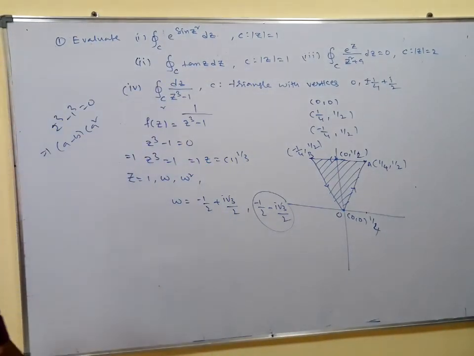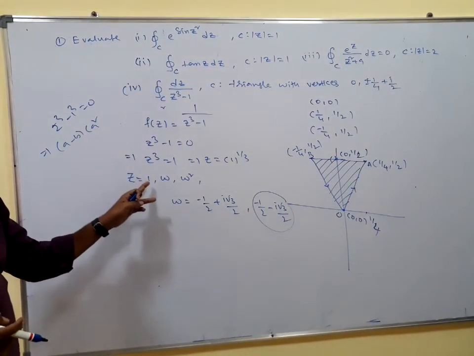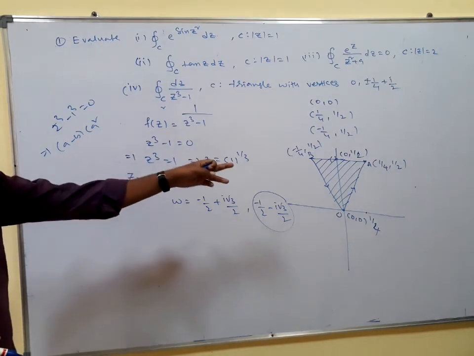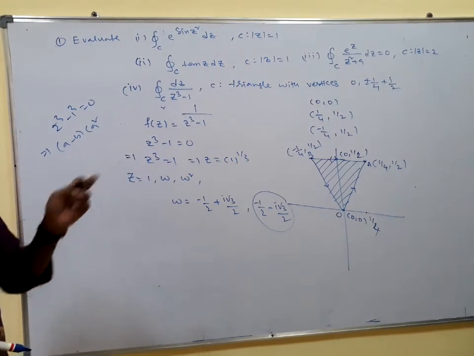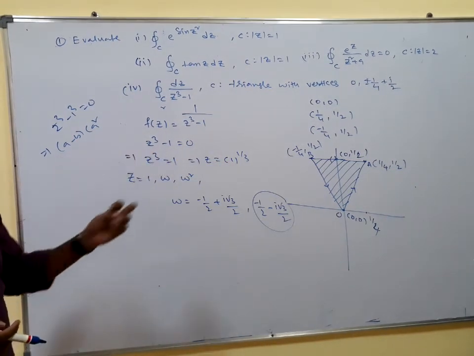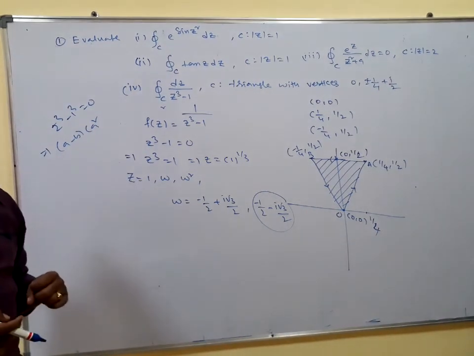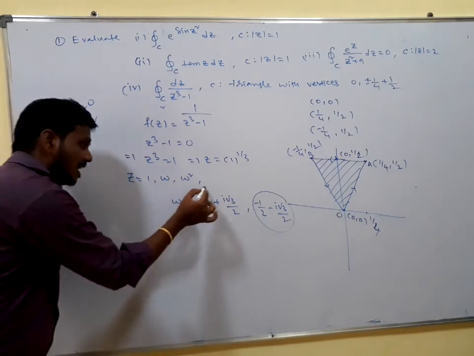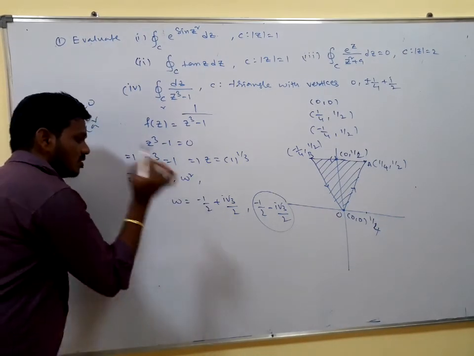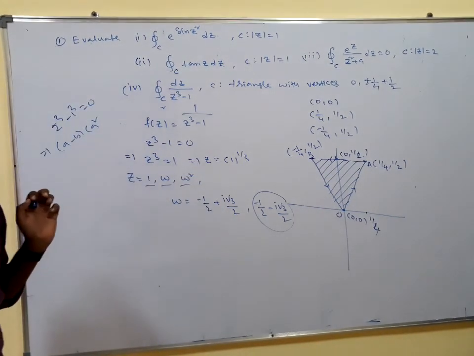In this case, clearly z equals 1 is not inside the triangle, omega also is not inside the triangle, omega square also is not inside the triangle. The function is not analytic at z equals 1, z equals omega, z equals omega square.